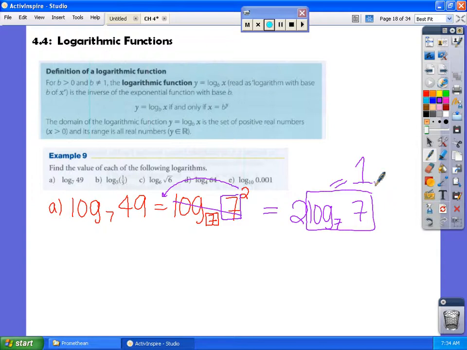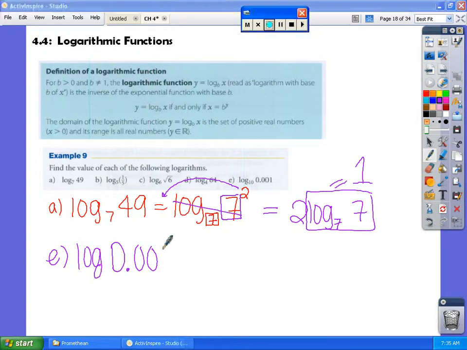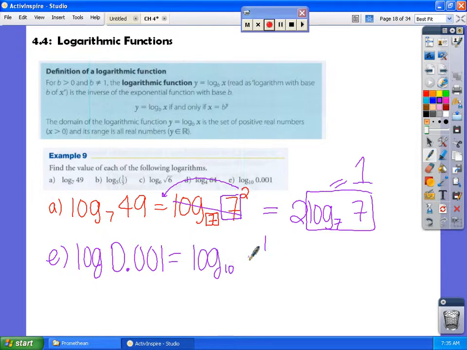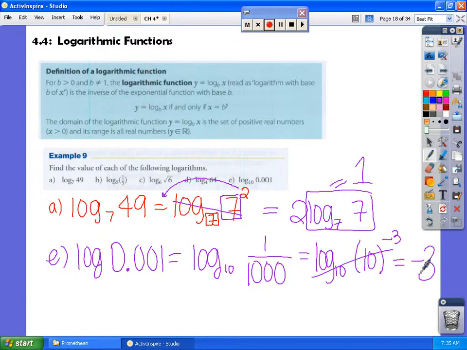So if you look at letter E, log of 0.001, that is the same as log base 10 of 1/1000, which is the same as log base 10 of 10 to the negative 3 power. So using the same rule I used before, that equals negative 3.